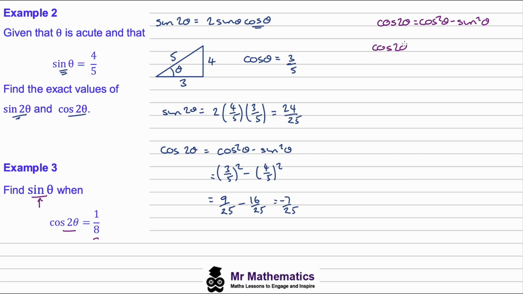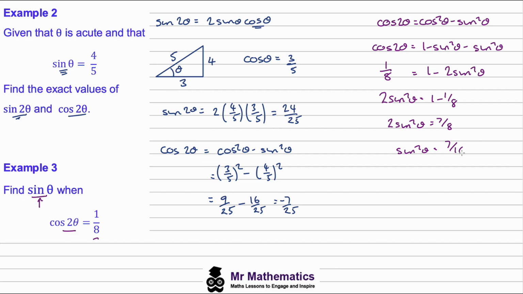So cos 2 theta will be 1 minus 2 sin squared. So we'll have 1/8 will be 1 minus 2 sin squared. So we'll move the sin squared to the left-hand side and the 1/8 to the right-hand side. So 2 sin squared theta will be 1 minus 1/8. So we'll get 2 sin squared theta is 7/8. Sin squared will be 7 over 16. We'll take the square root of both sides. Sin theta will be the square root of 7 over 4. Okay? How did you get on with that?